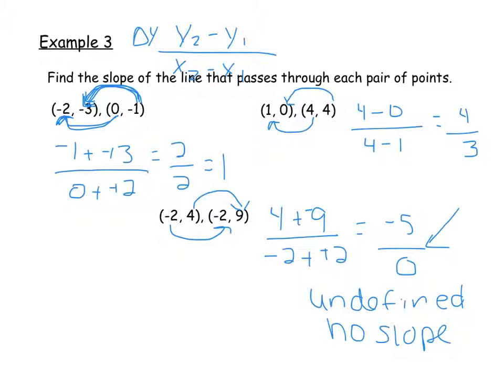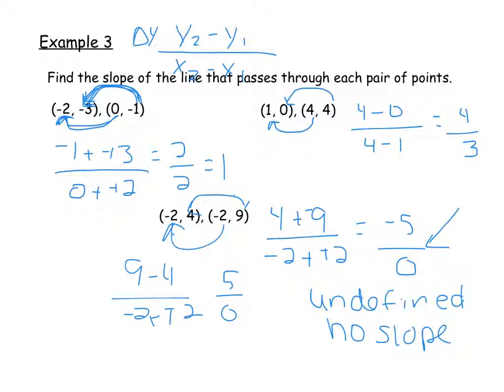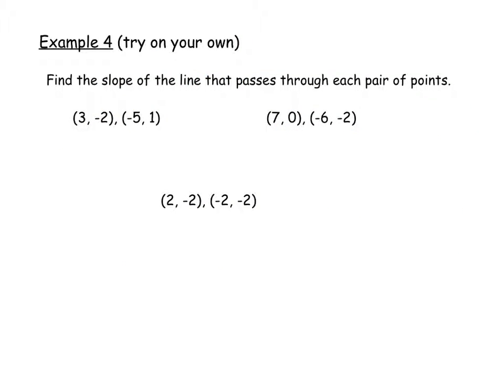I could have done the same thing with this one, except the other way, and you end up with the same thing. I just want to show you quick. I could have done 9 minus 4 and -2 minus -2, and ended up with that same 0 in the denominator. So as long as your arrows are going the same way, it doesn't matter which direction. All right, please try these on your own and then come back and check your answers.